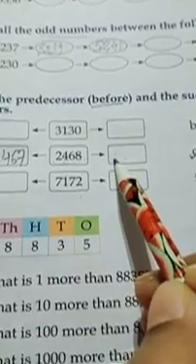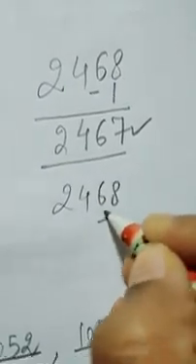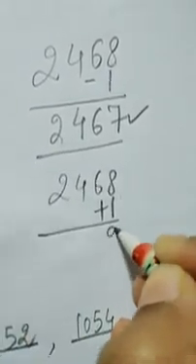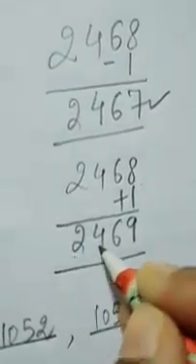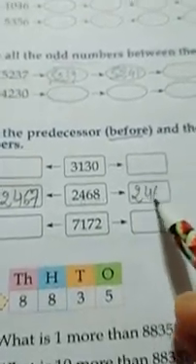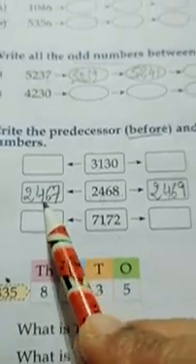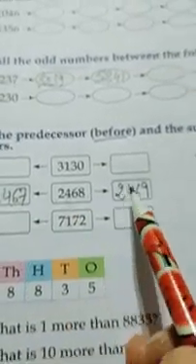Now the after number, the successor, how will we find it? By adding 1. 2468 plus 1: 8 and 1 is 9, here 6, here 4, and here 2. 2469. So the after number is 2469. The predecessor we get by subtracting 1, and the successor by adding 1 in this number.